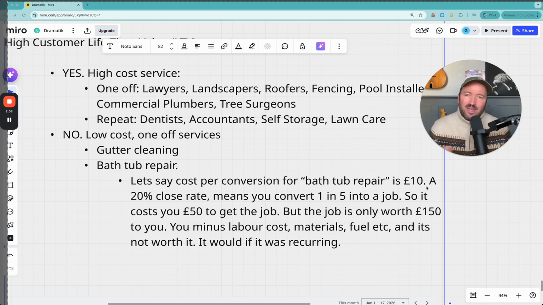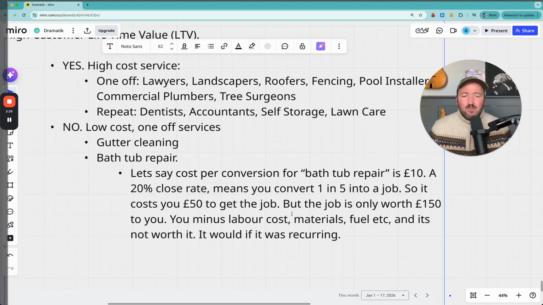You've got to convert that into a customer. Let's say you've got a 20% close rate, so basically 1 in 5 of those inquiries turns into an actual paid job. So it basically costs you £50 to get the job. Now, the problem is, in the case of bathtub repair, the job is only worth £150, let's say. Once you've minused the labour cost, whether that's you doing the work or hiring somebody to do it, then materials, then fuel to get to the job, it's just not worth it.